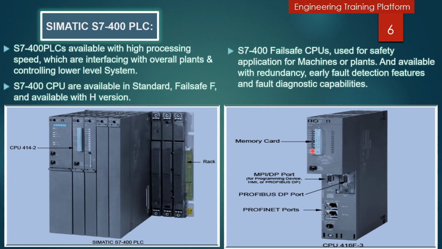You can see here in the picture CPU 416F-3. This is the place for the memory card, and here is the MPI DP port. This is for the programming device, whenever you are going to program the device. These are the ports for the HMI or Profibus DP. These are the Profibus DP ports, and in the 416F-3 two Profinet ports are available.